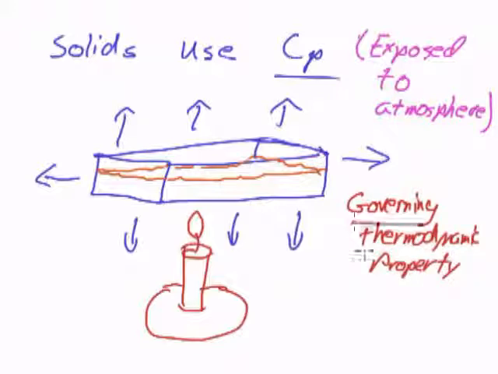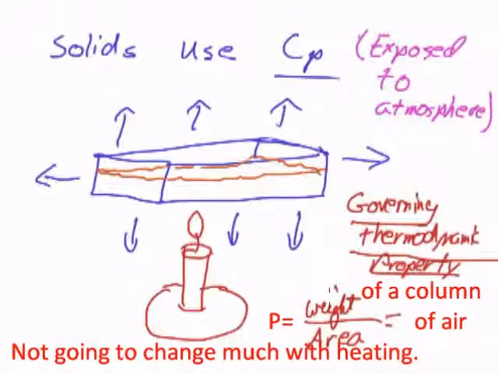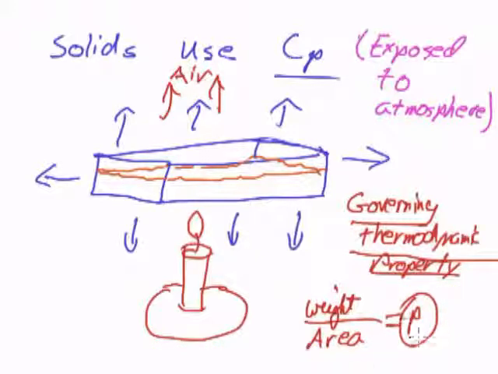the governing thermodynamic property is the weight of the air above here. Air pushing down on the surface, which results in a pressure. Weight over unit area is pressure. And so that property is not going to change regardless of how much you heat the object. Except, of course, for the fact that it does. We all know about barometric pressure.